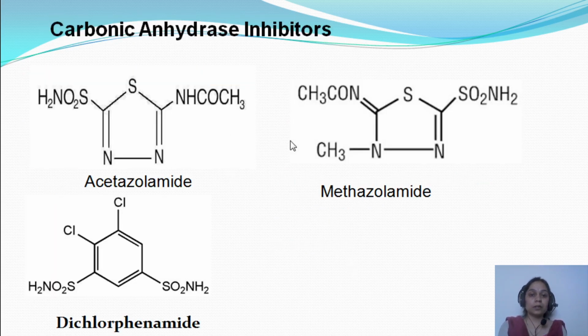These are the structures of carbonic anhydrase inhibitors. First one is acetazolamide. This is the structure of acetazolamide, methazolamide, and dichlorphenamide.